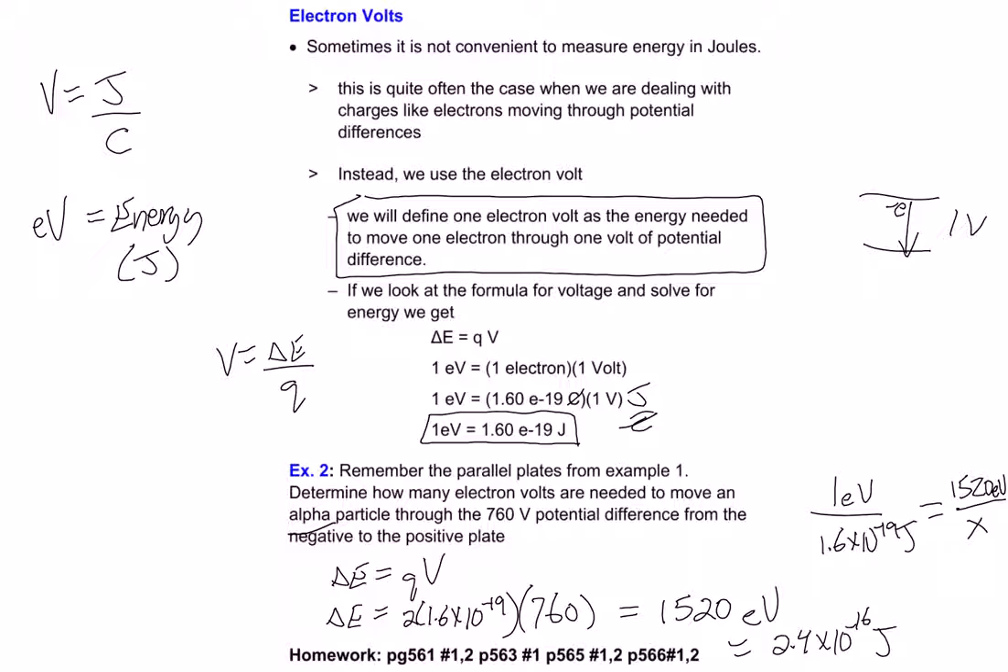So it's a pretty small amount. That's why we tend to switch to electron volts when we're dealing with really small charges. It just makes the calculations a little bit easier to work with. And that's all for today.